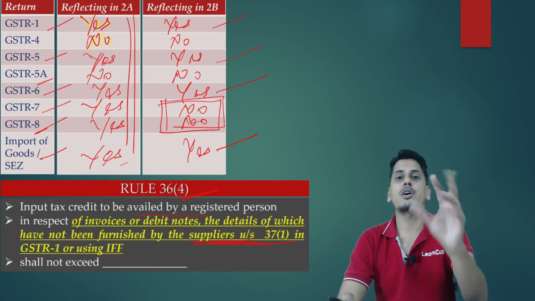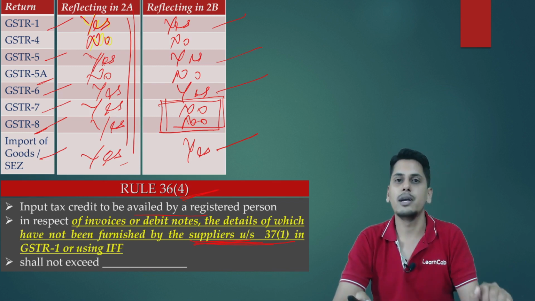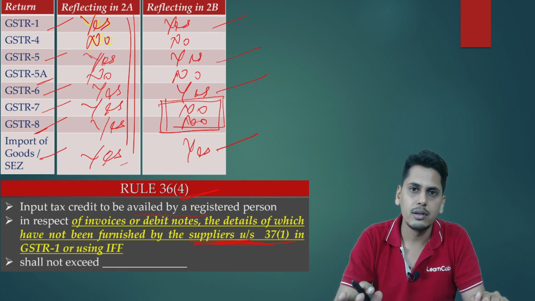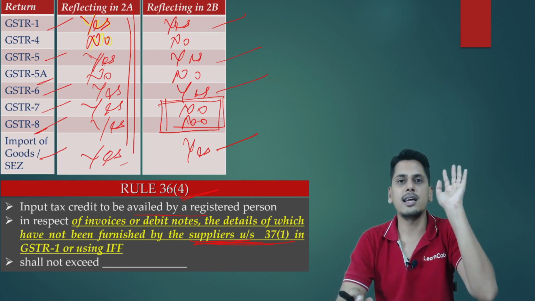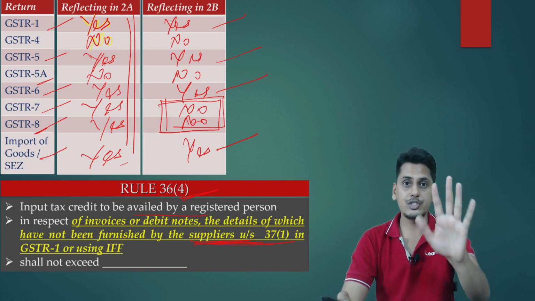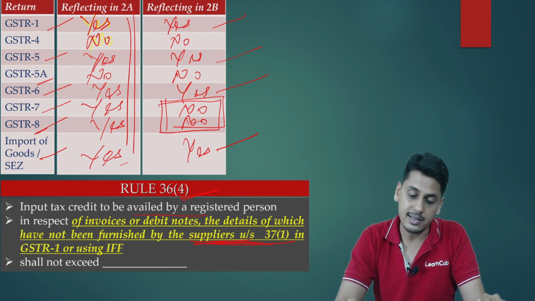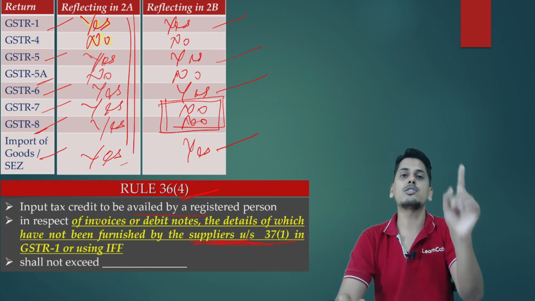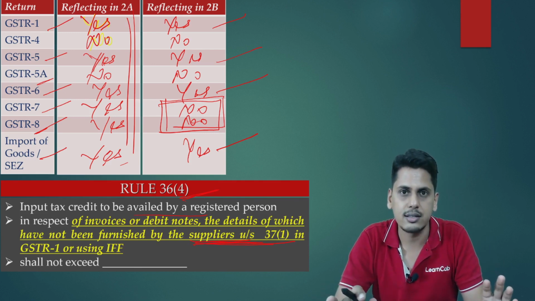Similarly, let's suppose you are an input service distributor, I am the recipient unit, I received the invoice from you, I received an ISD document. You did not file GSTR-6, not appearing in my GSTR-2B. Can I still take the input tax credit? Friends, 36 sub rule 4 is not applicable on those items the source of which is GSTR-6.